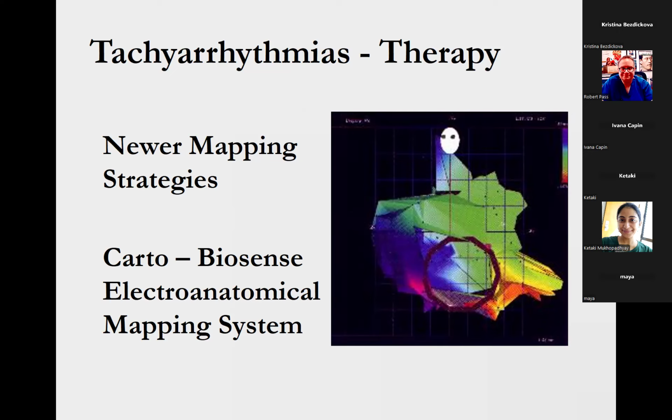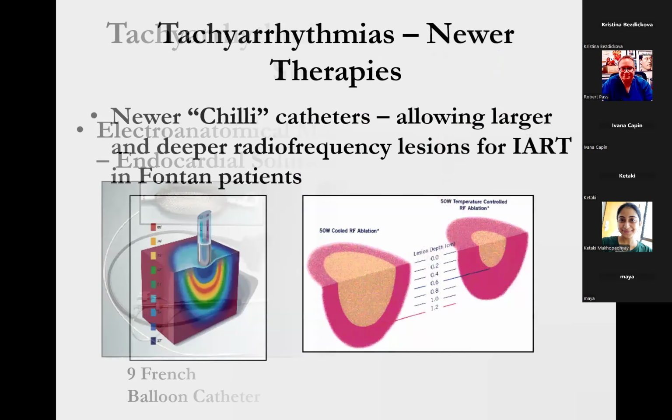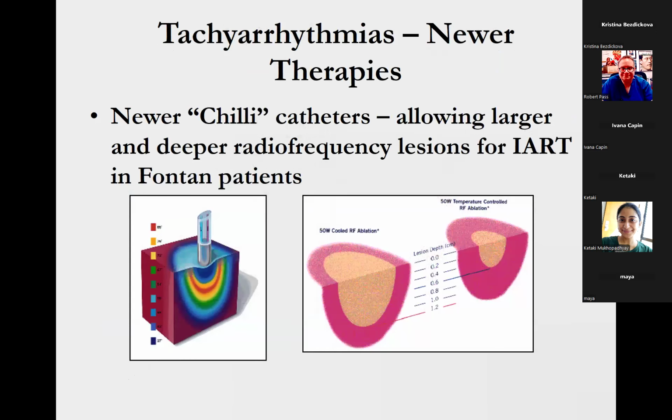It was very, very challenging. It's still very challenging, but it's easier with a graphical demonstration on a CARTO, and this is another company that makes a similar thing. The other thing that has really changed is the use of irrigated tip catheters. This is a very old slide showing the very first irrigated catheter, which was a so-called Chile catheter. That was actually the name of the catheter. And the irrigation was actually internal.